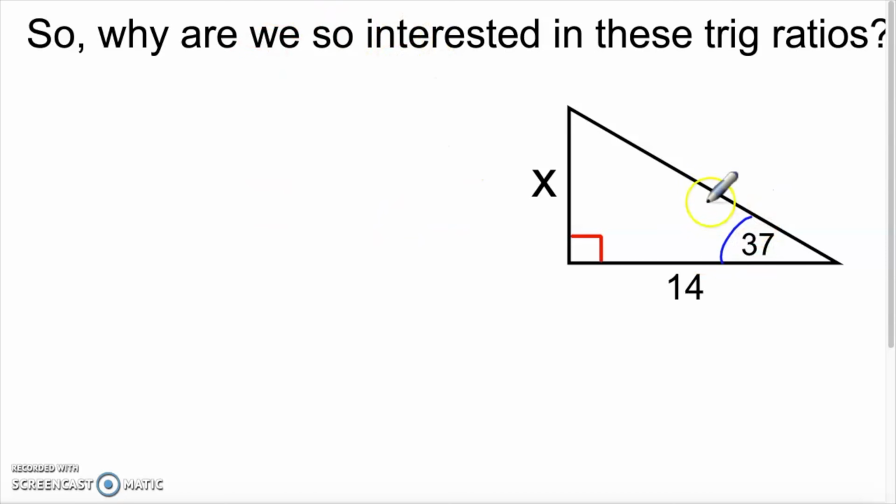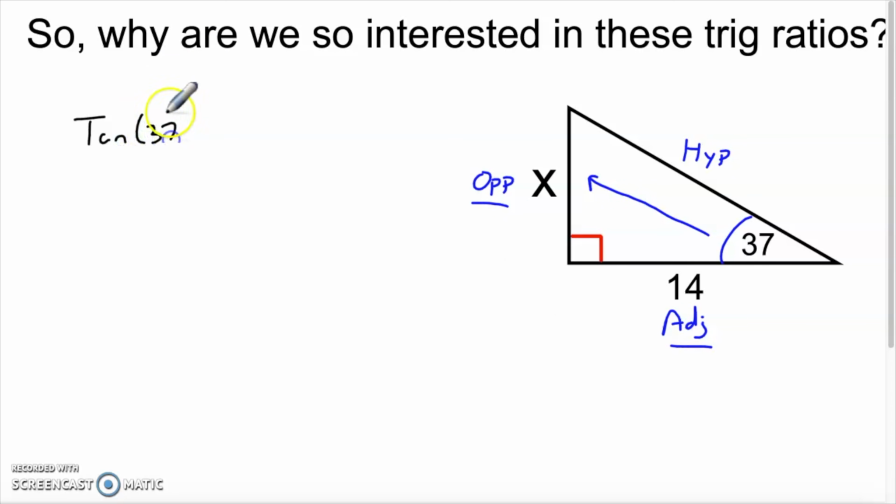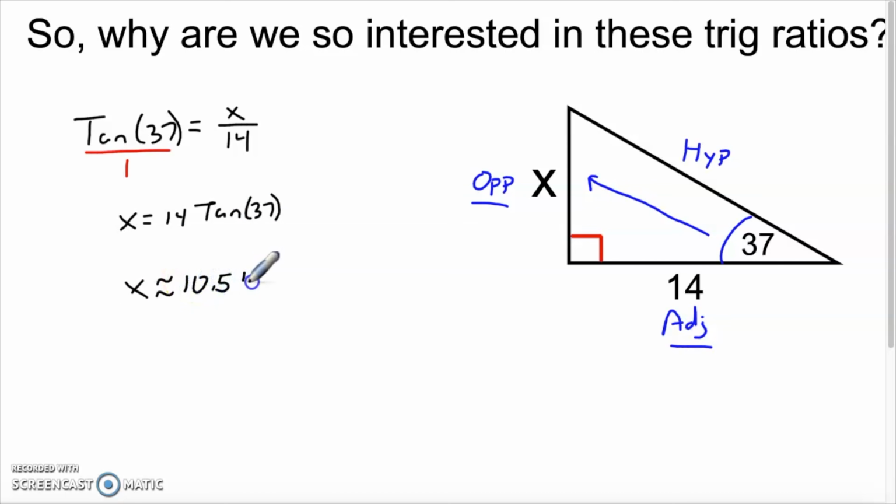First, identify your angle, look across from it. That's going to be what we call the opposite side. The hypotenuse is the one across from the 90, and the remaining side is the adjacent. So I have here an opposite side and an adjacent side. That's going to be tangent again. So here I would do the tangent of 37 is equal to opposite x over adjacent 14. Putting this over 1, I can cross multiply, and that will give me x equals 14 times the tangent of 37, which gets me to x is approximately 10.550.